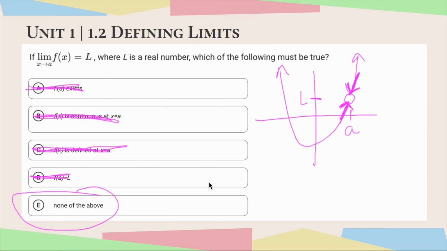So just to bring it back around, remember, for the overall limit to exist, the limit from the right must equal the limit from the left.